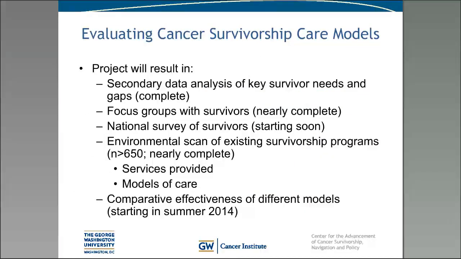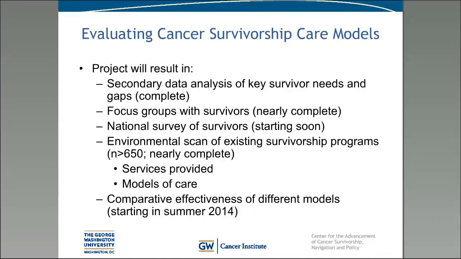And here are some of the project activities and outcomes. Our focus is on survivors of breast, prostate, and colorectal cancers, which are prevalent cancers that also tend to have high survival rates. So far for the project, we've completed a secondary data analysis of key survivor needs and gaps based on surveys from the American Cancer Society, Livestrong, and the Cancer Support Community. We are almost done with focus groups with breast, prostate, and colorectal cancer survivors. Based on the focus groups, we are creating a patient-centered framework for quality survivorship care. So we will soon start creating a national survey of cancer survivors to validate the framework for quality care.